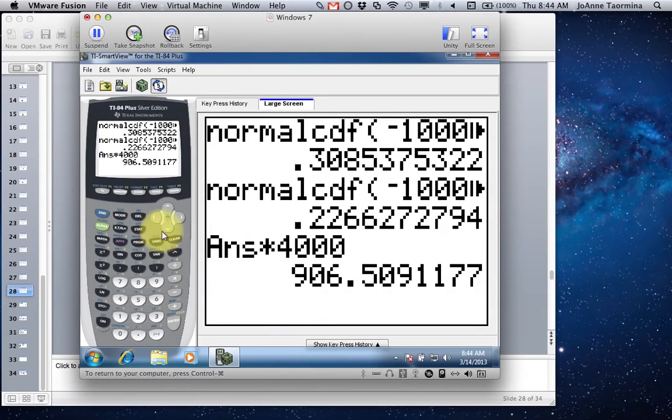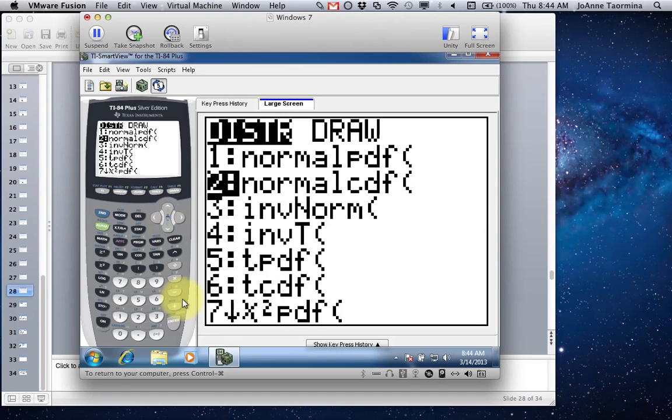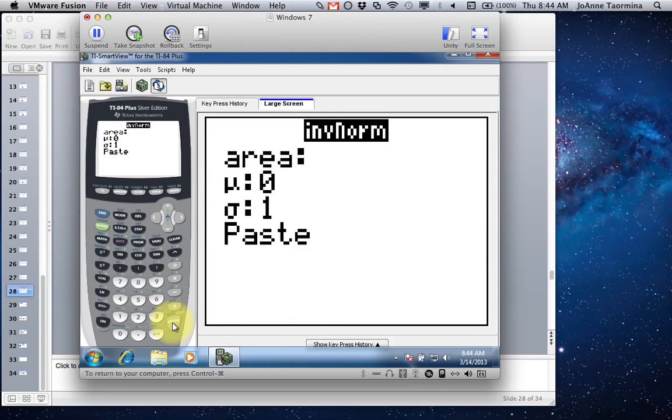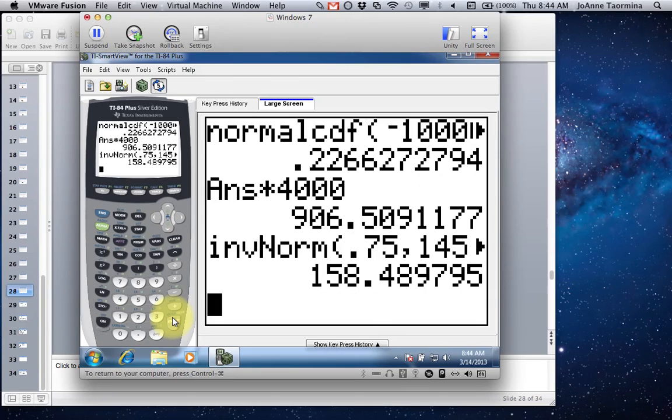Second, DISTR. When we're asked to find a raw score, we use inverse norm. The area to the left of that raw score, because it says the third quartile, we know is 75%. Mean stays at 145, standard deviation is 20. Paste it. Okay, and when rounded to the nearest whole number, it's 158.